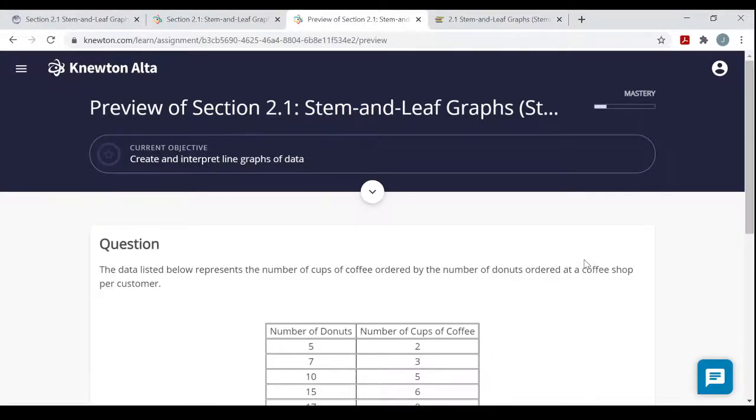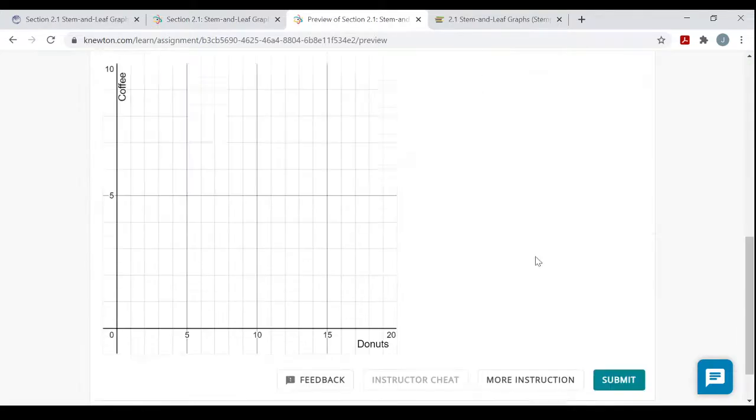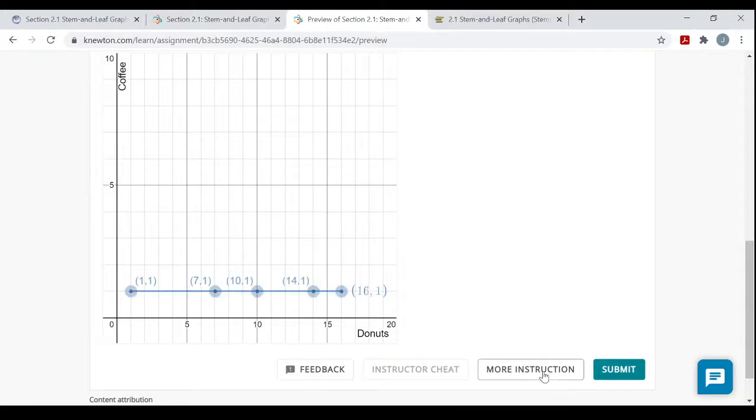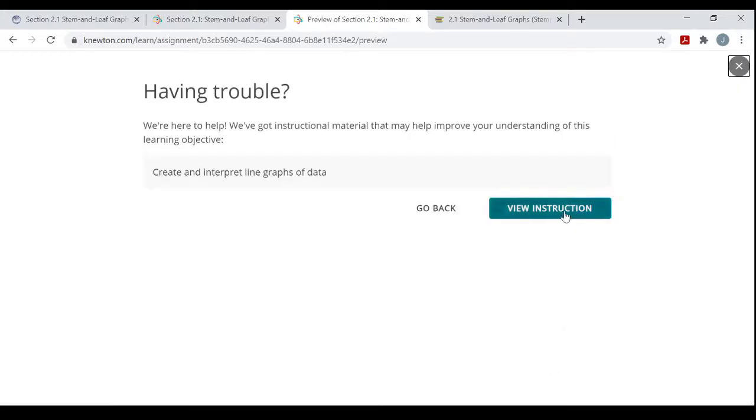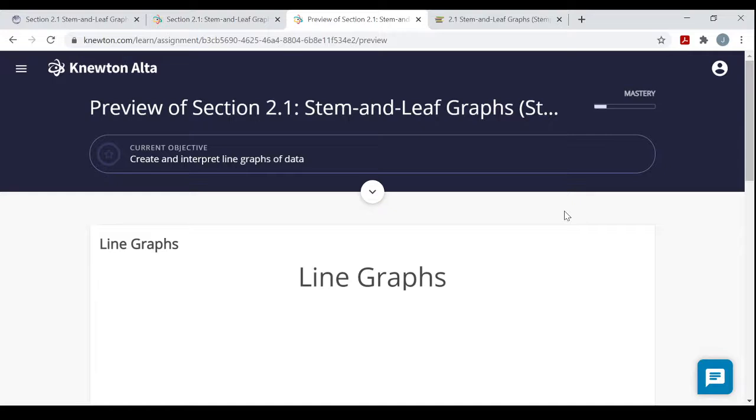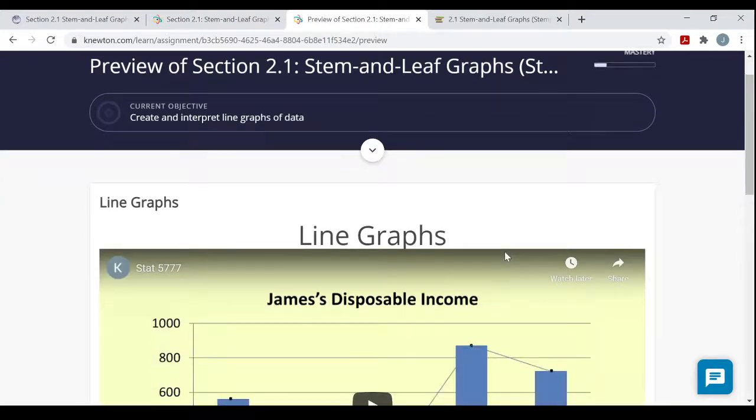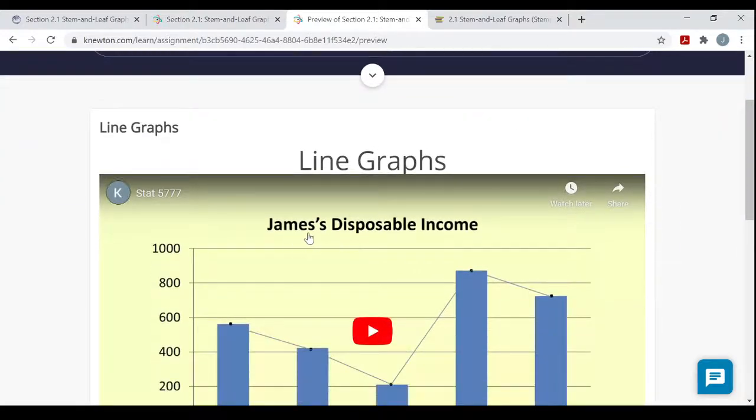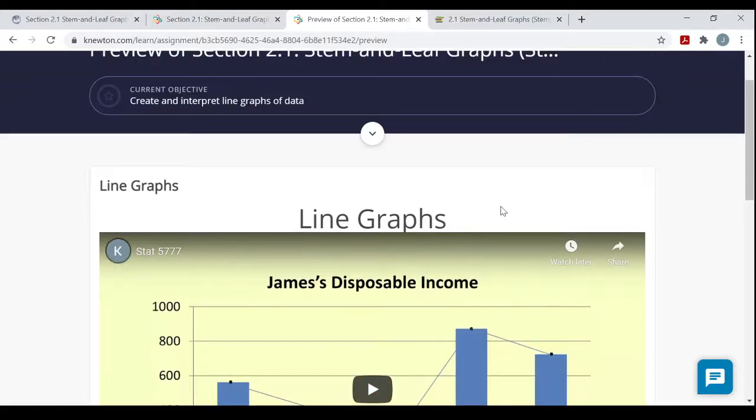All right, so the next objective that pops up is create and interpret line graphs of data. Let me go to the more instruction. It's the first time I'm seeing this. All right, so line graphs. Hey, James. That's my name. I don't know who made this video, but so line graphs.